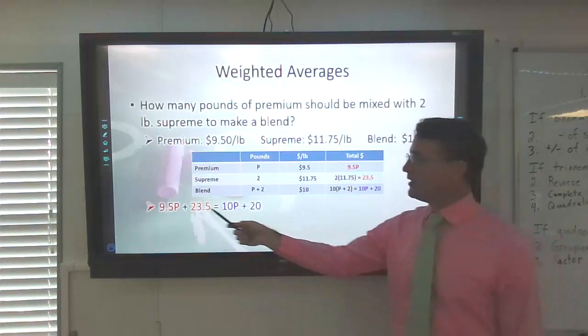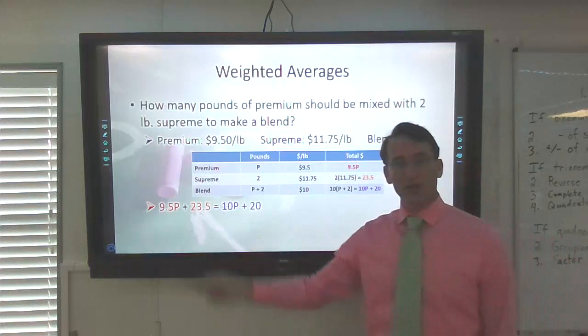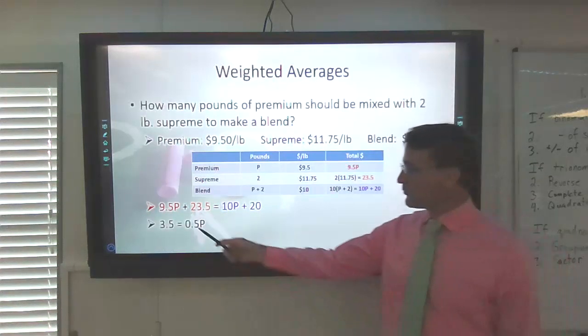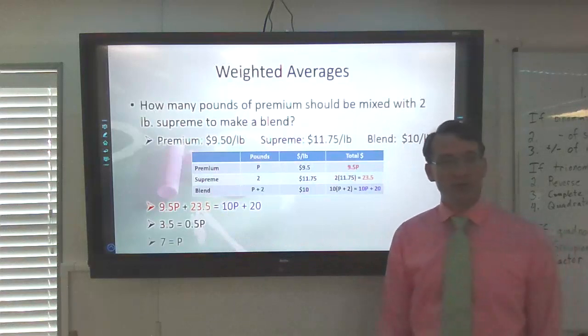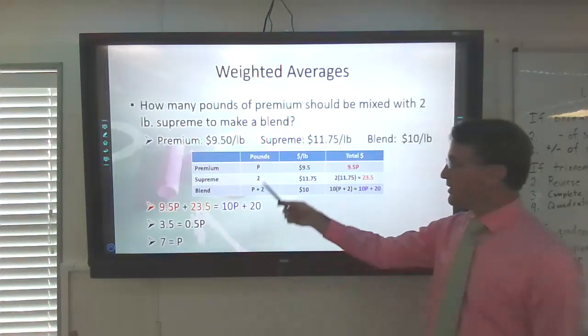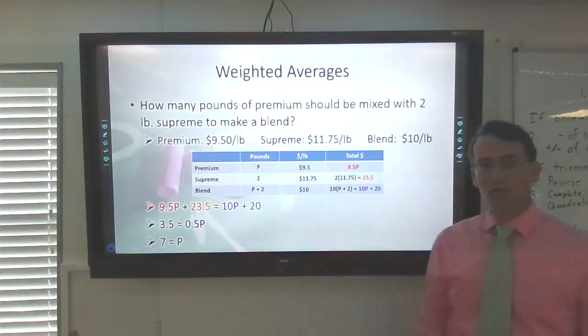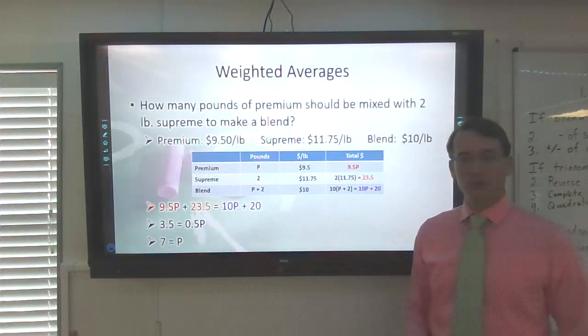I'm going to go ahead and subtract the 9.5P from both sides and the 20 from both sides, giving me 3.5 is equal to 1/2 P. Multiplying both sides by 2 will allow me to solve for P, and that gives me 7. So I need to add 7 pounds of premium in order to get the mixture or the blend that I want for this particular problem.